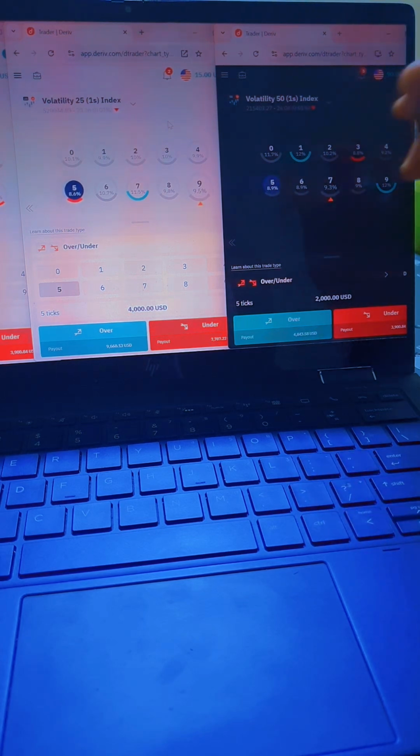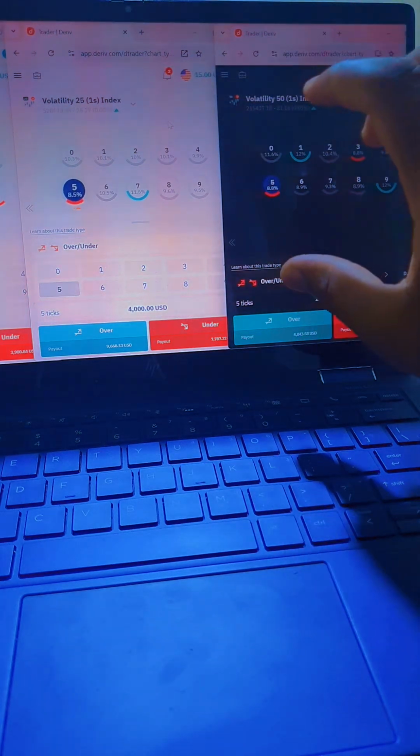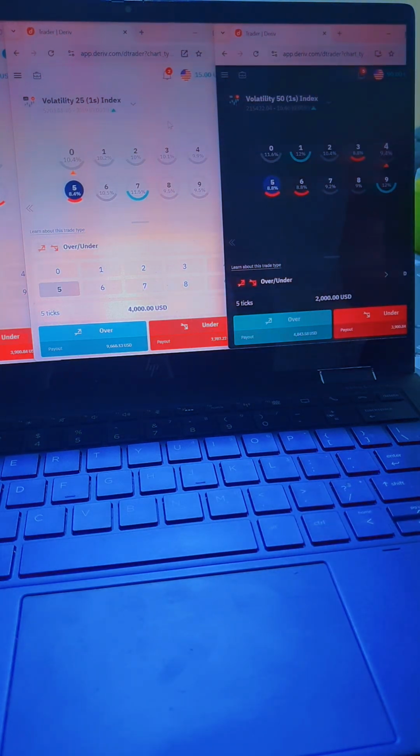So in case you have a PC, a laptop, and a good mobile phone, you can just display them like this, then trade on your mobile phone. When the volatilities are displayed like this, spotting an entry is very easy.